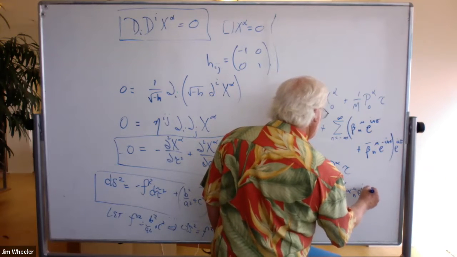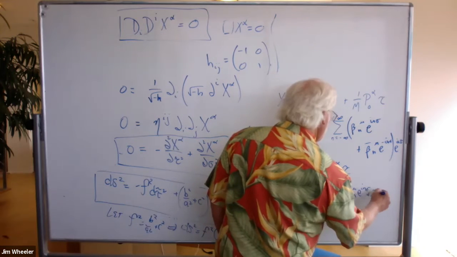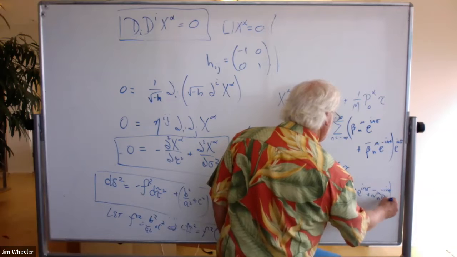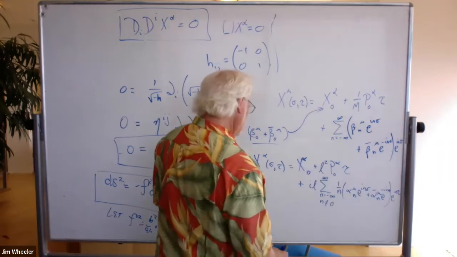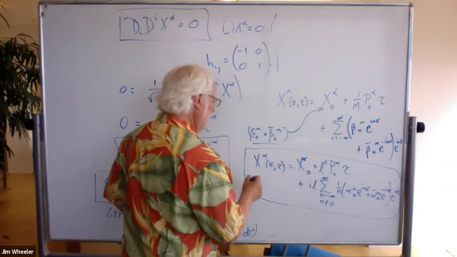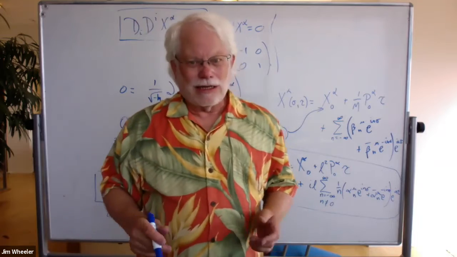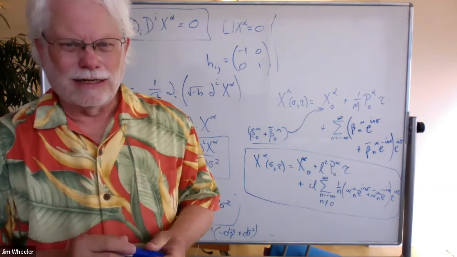e to the i n sigma plus the conjugate alpha bar mu n and e to the minus i n sigma, times e to the i n tau. And so there's my general solution for the string. Nothing magic here, nothing particularly difficult here. We know we can write the solution like that.